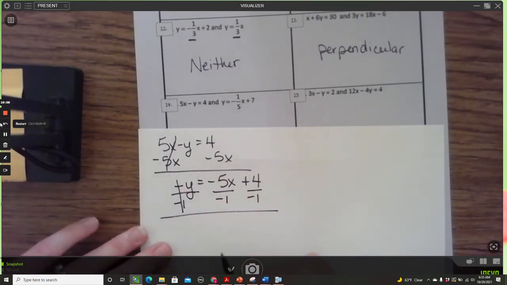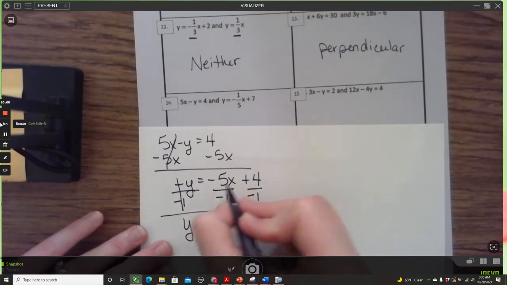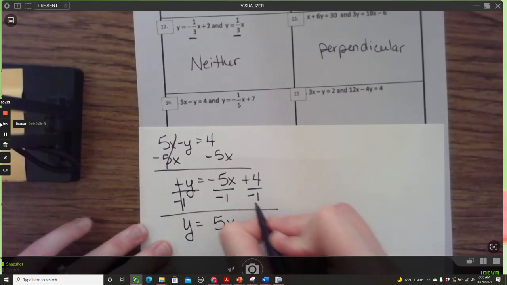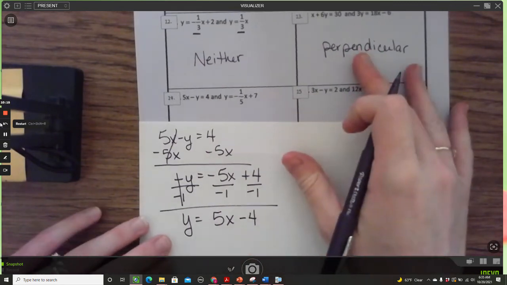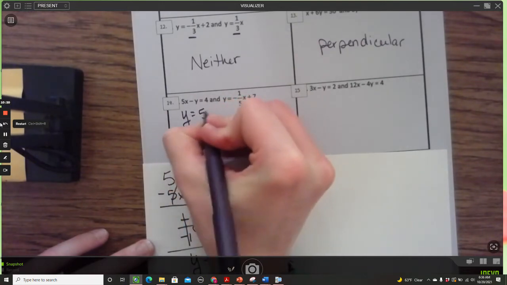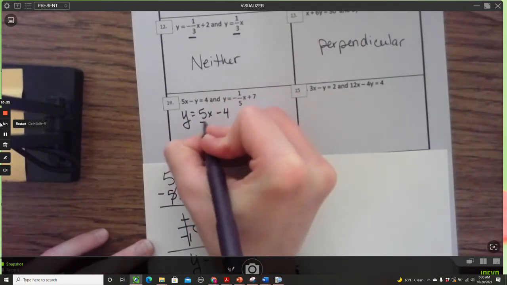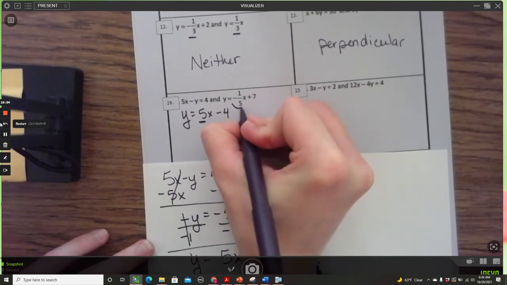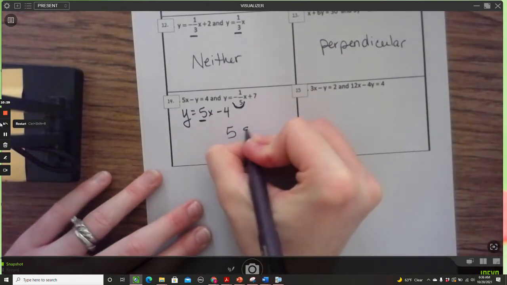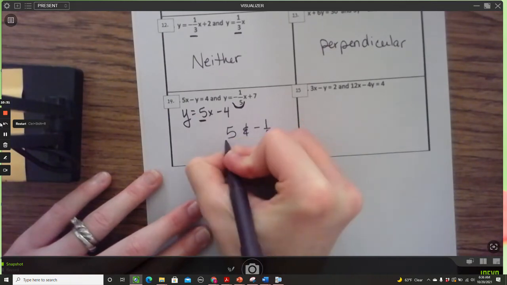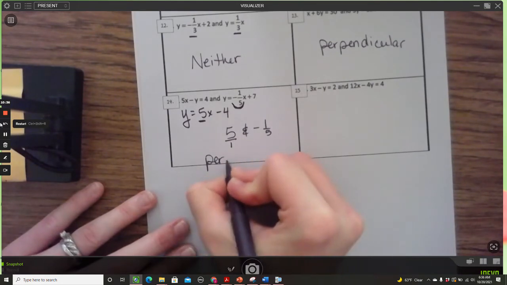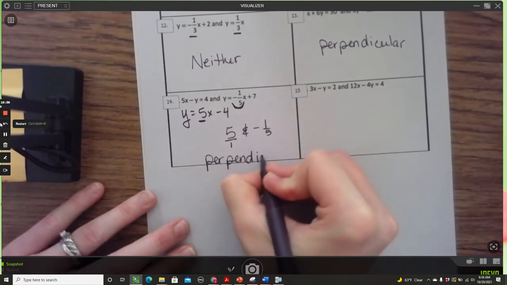So that cancels out that negative, and I'm left with just a y. Negative 5 divided by negative 1 is a positive 5. 4 divided by negative 1 is a negative 4. So here we've got, I'll write it here, y equals 5x minus 4, so I have a slope of 5. And then here I've got a slope of negative 1/5, 5 and negative 1/5, so again 5 over 1. Negative reciprocals, so these are perpendicular lines.